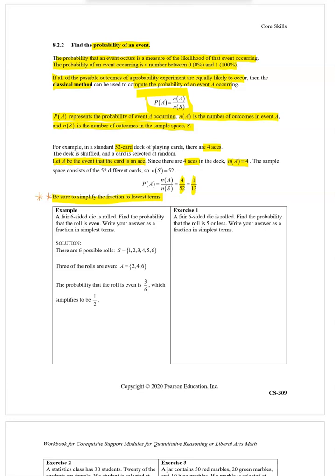So our first example here is that we're going to roll a 6-sided die. Find the probability that the roll is even. So we know that there are 6 possible outcomes, right? When we roll a die, there's 6 sides, and then 3 of those sides are even. So our fraction is going to be 3 over 6. We're going to simplify that to 1/2.